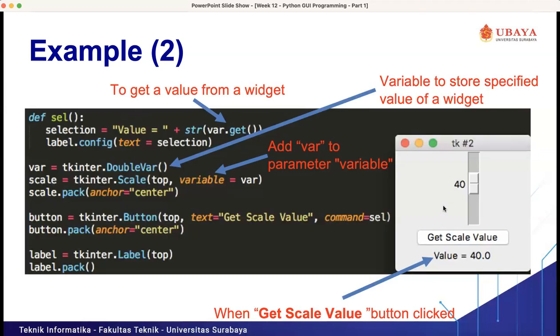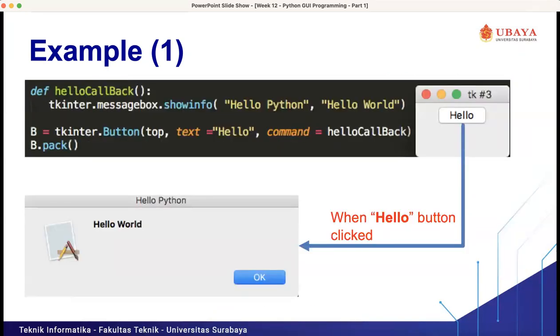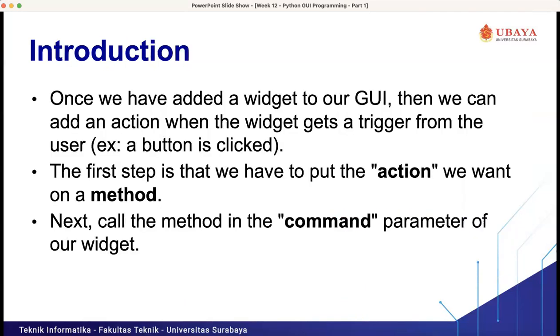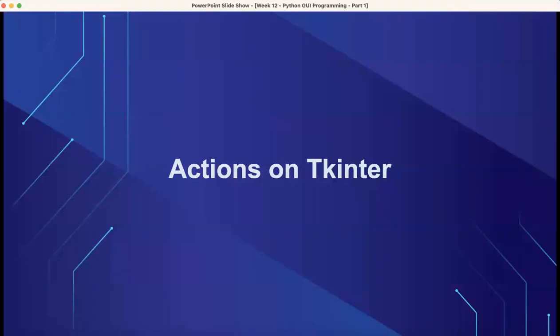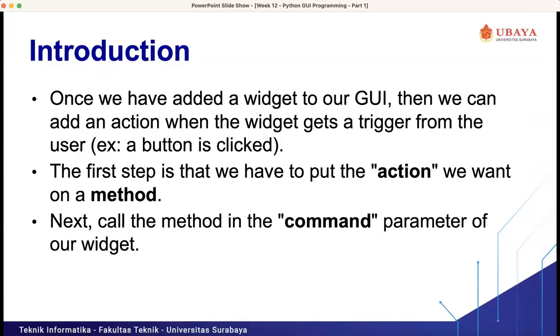So actually that's all for our GUI programming in Python for part 1, Kathleen. I still have not explained the place function method. I will explain this place function next week, Kathleen. Do you have any problem, Kathleen? Okay, so I think you will have a homework.